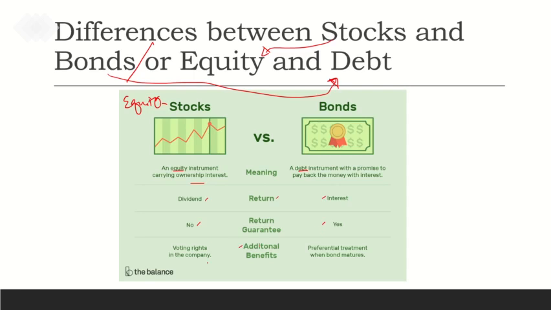Lepas tu additional benefits, voting rights in the company. Ya, stockholders ada voting rights. While bonds, preferential treatment when bond matures. So when bond matures, dia akan dibayar dahulu.